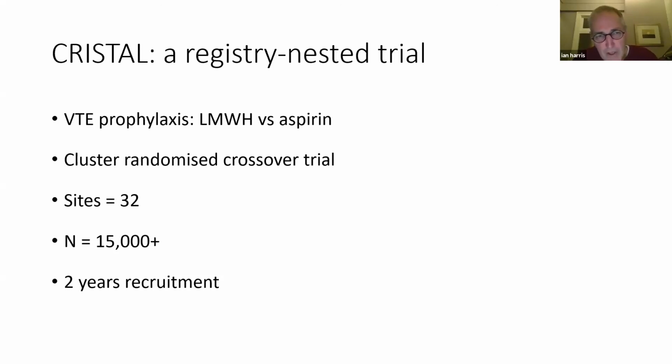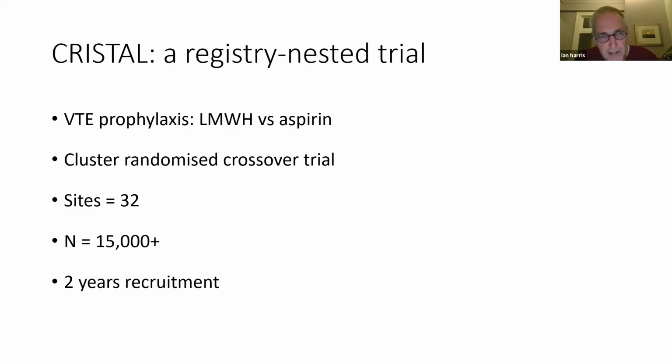So this is looking at VTE prophylaxis. Now in Australia, surgeons are pretty much evenly divided between using aspirin alone, and I know that in other countries many people use something else and then aspirin, but in Australia we use aspirin from day one, or low molecular weight heparin from day one.